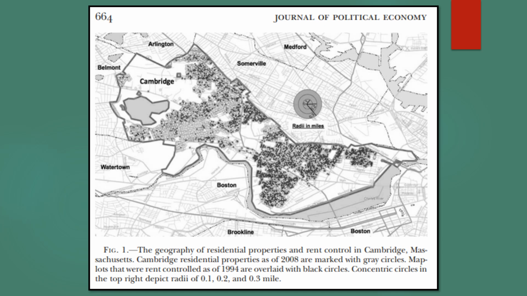And here's a map of Cambridge. All of the dark black circles were all buildings in the city that were subject to rent control.